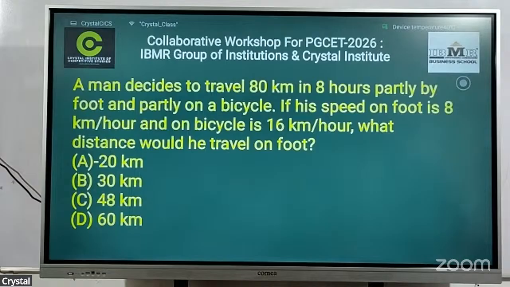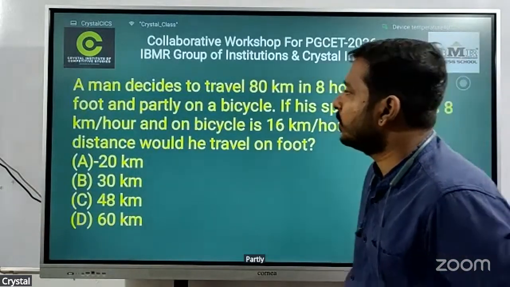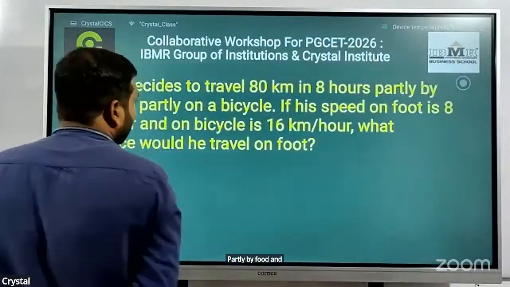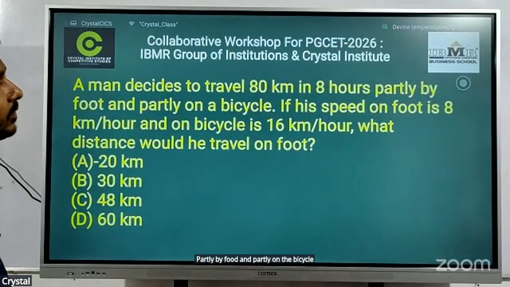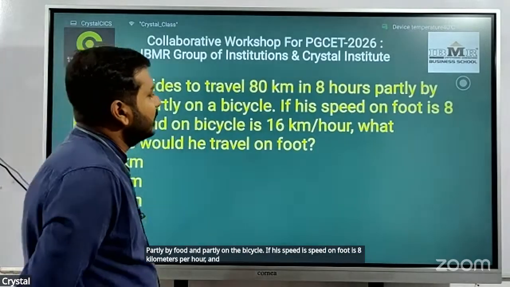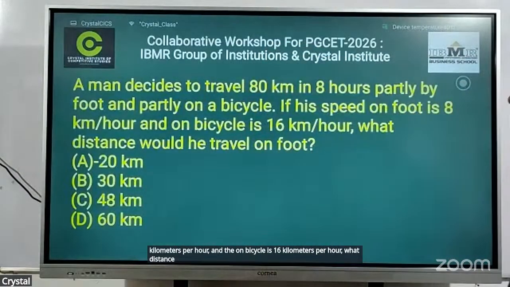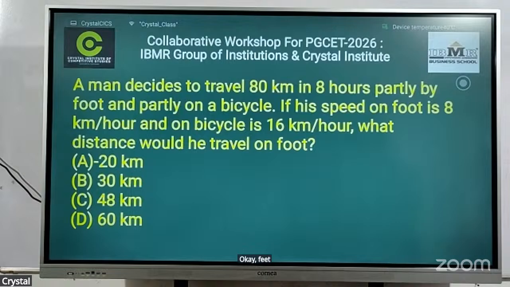A man decided to travel 80 kilometers in 8 hours, partly on foot and partly on a bicycle. If his speed on foot is 8 kilometers per hour and on the bicycle is 16 kilometers per hour, what distance would he travel on foot? Okay, try to solve this.